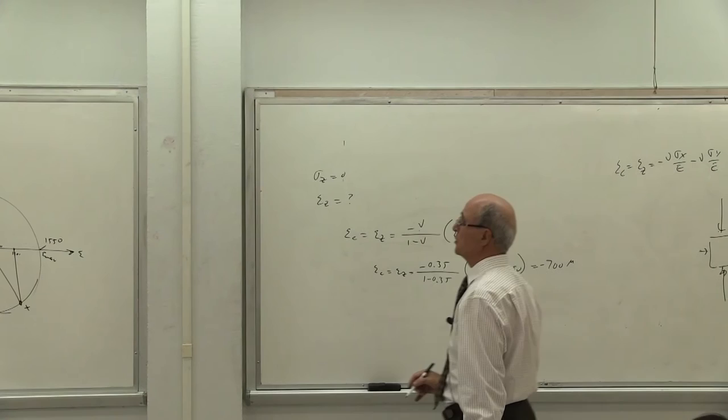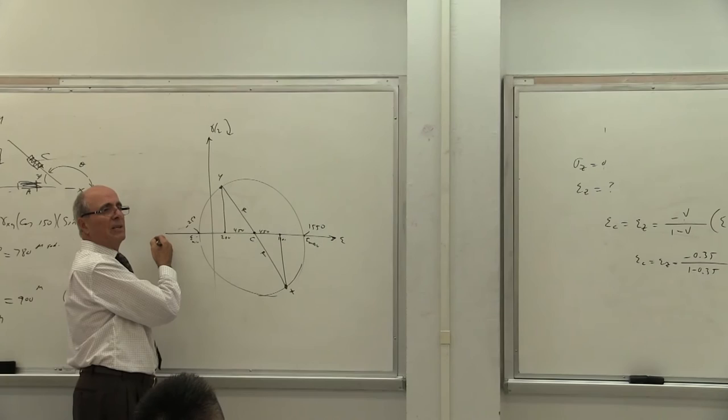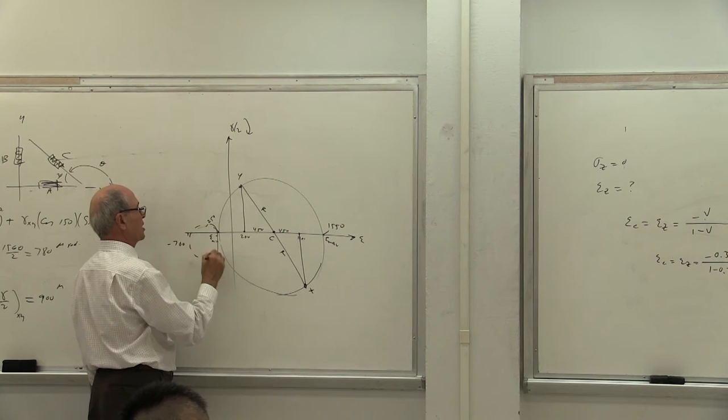So what I'm saying is that if you are looking for the absolute maximum gamma, it will not be in the xy plane, which is this circle. It will be in the x and z plane, because this becomes minus 700, and then your second circle becomes like that, and your third circle becomes like that.